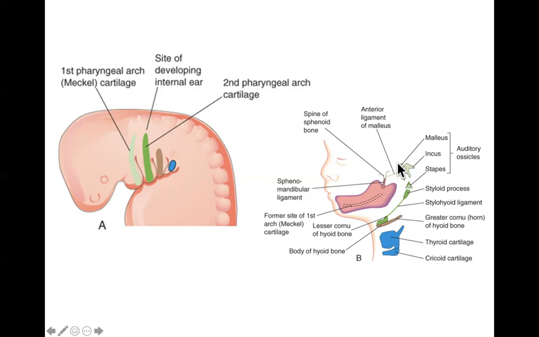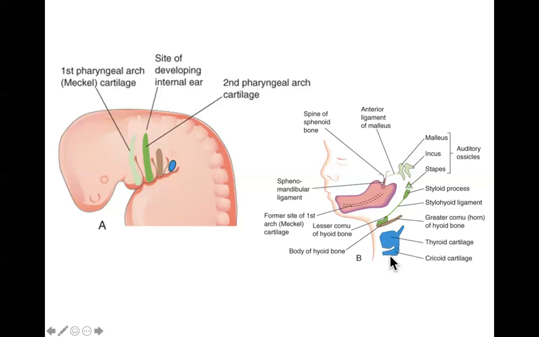The second arch, or sorry, the second cartilage is going to form the other part of the stapes here. It's going to form this top part, the lesser cornu of the hyoid bone. And then similarly, some of that cartilage is going to degenerate away and leave behind the perichondrium, which forms this stylohyoid ligament. All right, cartilages 4 through 6, cartilage 3, I'm getting ahead of myself. Cartilage 3 is going to form the other part of the hyoid bone. This guy right here is going to form the other part of the hyoid bone. And then cartilages 4 through 6 are going to become the thyroid and the cricoid cartilage.